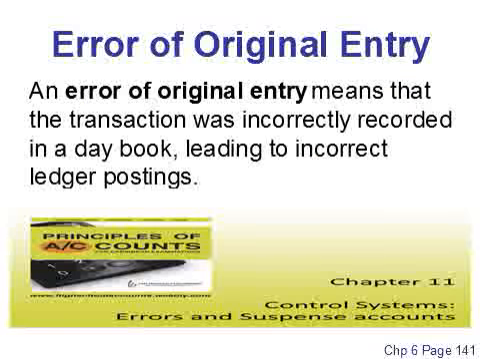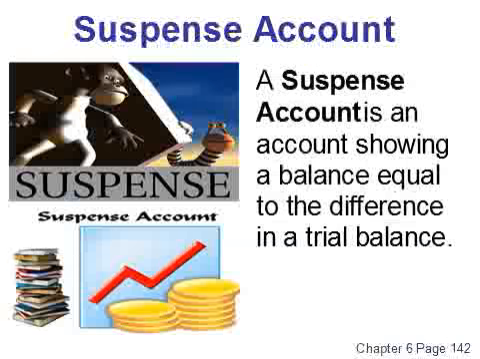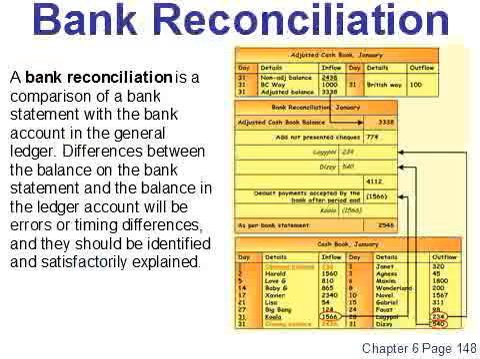Error of original entry. An error of original entry means that the transaction was incorrectly recorded in a day book, leading to incorrect ledger postings. Error of reversal. An error of reversal occurs when the debit and credit postings are reversed. Suspense account. A suspense account is an account showing a balance equal to the difference in a trial balance. Bank reconciliation. A bank reconciliation is a comparison of a bank statement with the bank account in the general ledger.